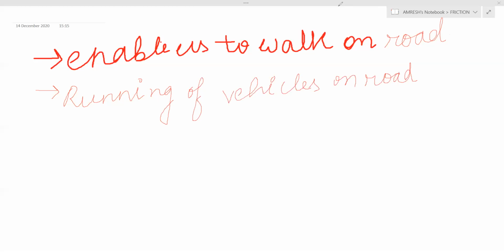Okay, let's move to the next part of the chapter. Now we will learn how to reduce friction. You know, there are some bad effects of friction and some good effects of friction. But how to reduce the bad effects of friction, we will learn now. That is, reducing friction.